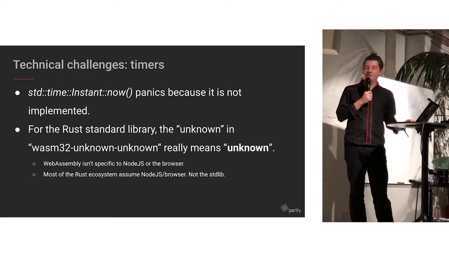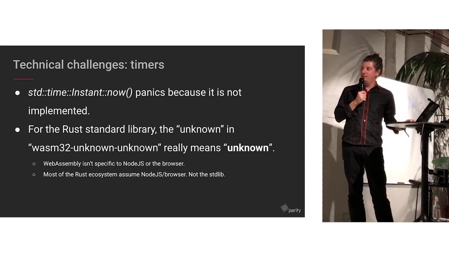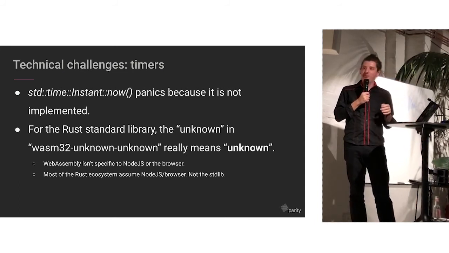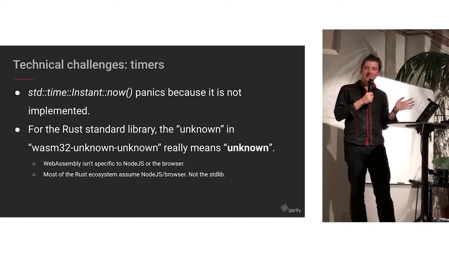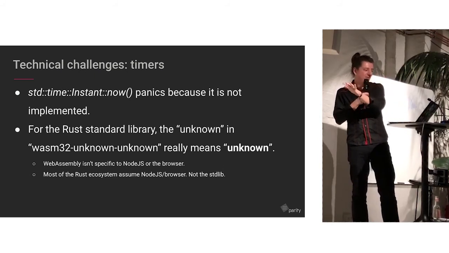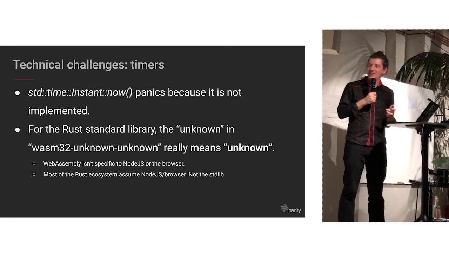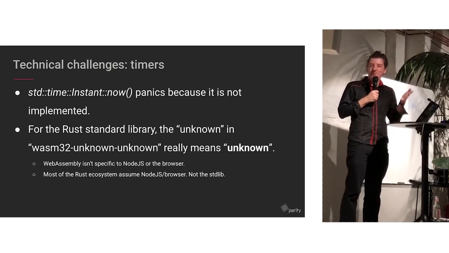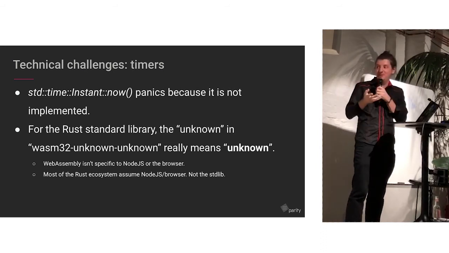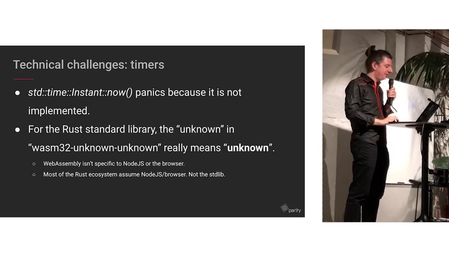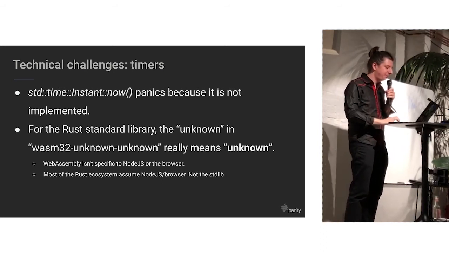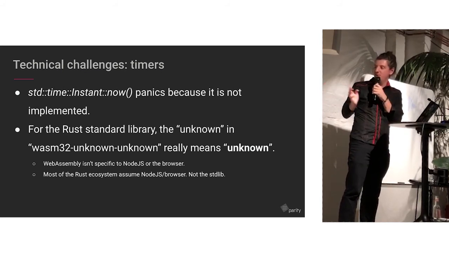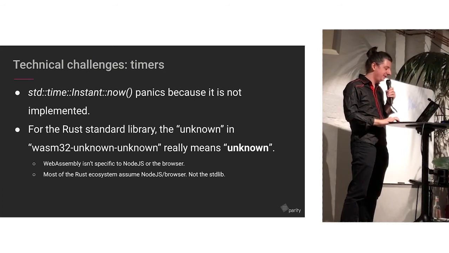It's not implemented because according to the Rust standard library, the unknown part in wasm32-unknown-unknown is unknown, and not browser, node, whatever you want. It's unknown. So the only solution they have is panic. What else can you do? There's no way to retrieve the current time without some help from the operating system. Most of the Rust ecosystem assumes node or browser, but not the std.